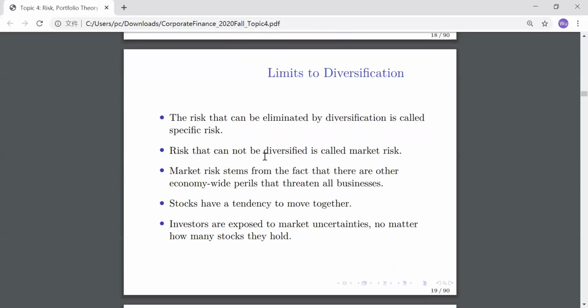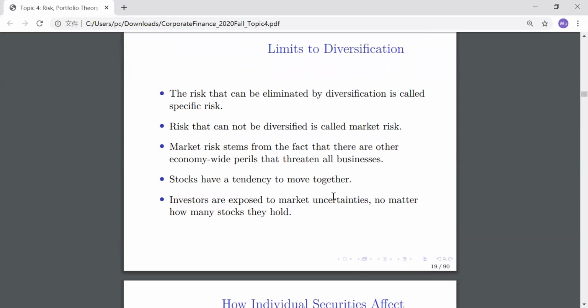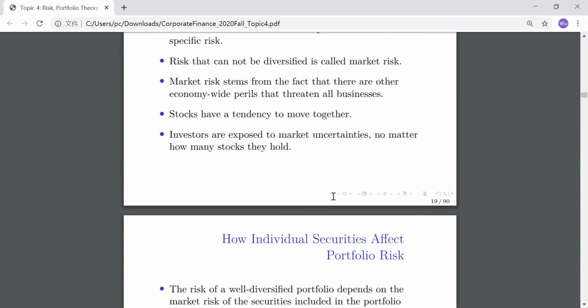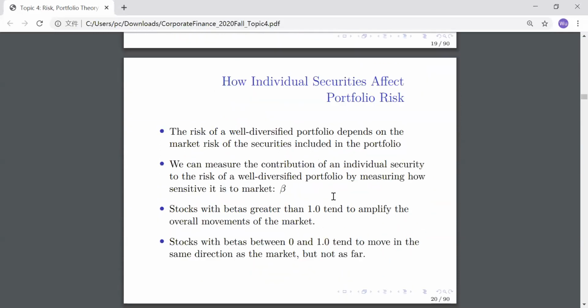So the risk that can be eliminated by diversification is called specific risk, or firm-specific risk. The risk you cannot diversify away is market risk. For example, macroeconomic factors are not diversifiable. You cannot diversify these risks away, and stocks have a tendency to move together. That's why it is inevitable that investors are exposed to market uncertainty altogether.